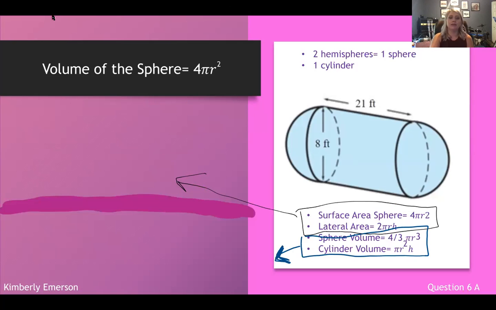So let me move you over here. The volume of the sphere would equal, which is our formula, 4 pi radius squared. We have 2 hemispheres equal 1 sphere, and we have 1 cylinder. The surface area of a sphere equals 4 pi r squared. The lateral area is 2 pi r times height. Sphere volume is 4/3 pi radius cubed. Cylinder volume is pi radius squared times height.